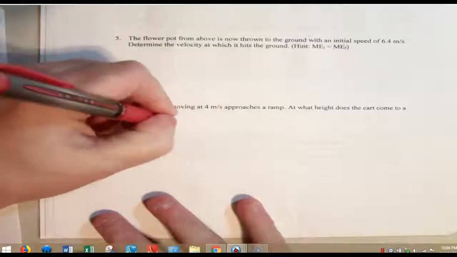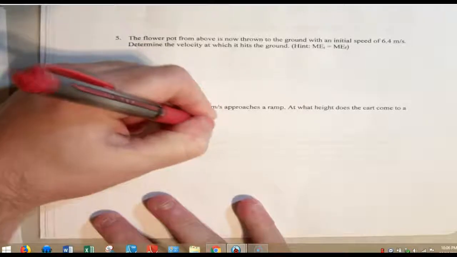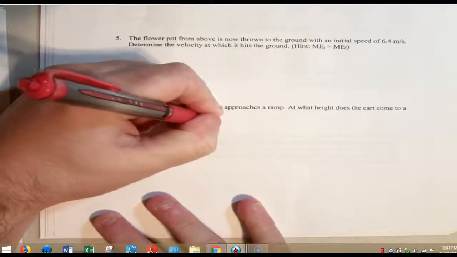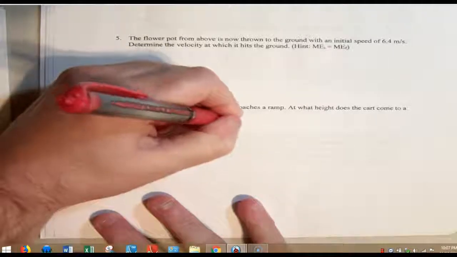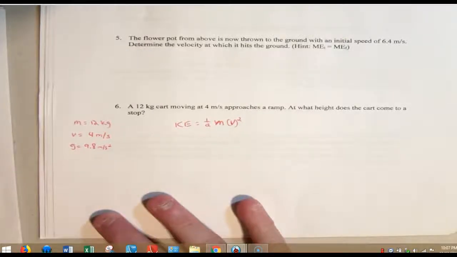Okay, so just remember conservation of energy means initial kinetic energy should equal your potential energy, right? So let's find the kinetic energy. That's what we have. So kinetic energy equals 1/2 times mass times velocity squared. So 1/2 times mass times velocity squared, right?